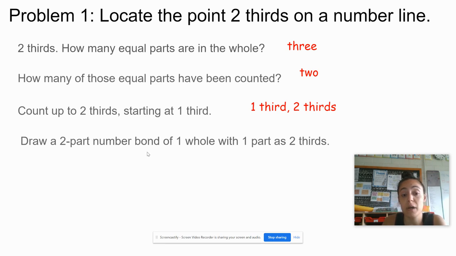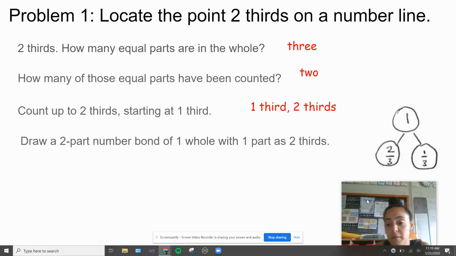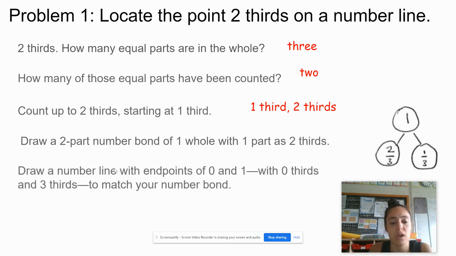So now I need to draw a 2-part number bond with 1 whole and 1 part as 2/3. So let me move myself. So we know this number bond up top here needs to be a whole of 1, and 1 part needs to be 2/3. So 1 part is 2/3, which leaves me 1 more piece as my remainder. And we need to draw a line with endpoints of 0 and 1, and 2/3 and 3/3 to match your number bond. So I know this 1 whole is equal to 3/3. So 1 whole is the same as 3/3.